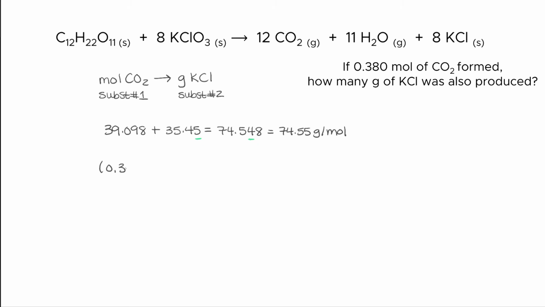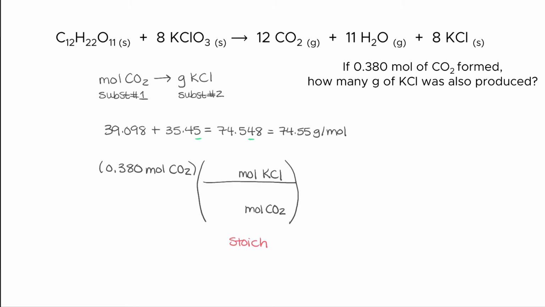Starting with what we're given, we have 0.380 moles of CO2. In our Stoich step, we'll need moles of CO2 in the denominator in order to cancel, which means moles of KCl is in the numerator. It's worth mentioning here that the Stoich step is always mole to mole using the balancing coefficients, even if you want to calculate grams.